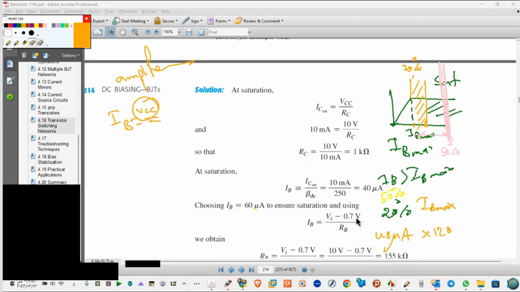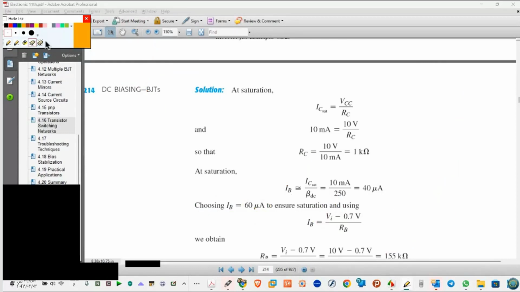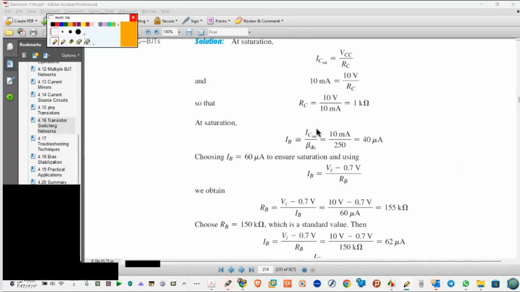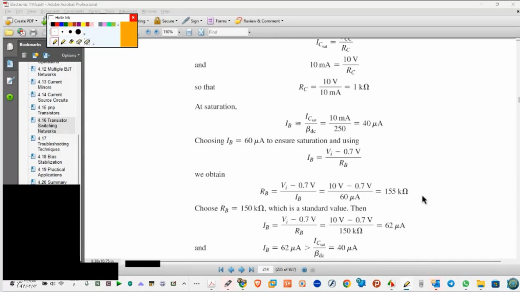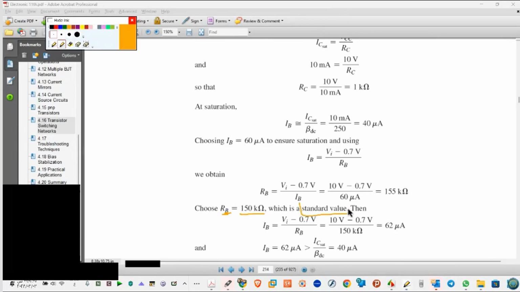IB equals VI over 0.7. Okay, I have VI, I can find the result. But take care about this one. They said to me 155 kilo ohm. Okay, it's correct. But here we have something. Take care. Choosing RB 150 kilo ohm for standard value. For standard value, I need a standard value. So I am going to use the standard value RB, and I now have 62 microampere.